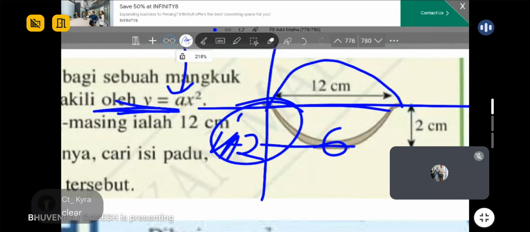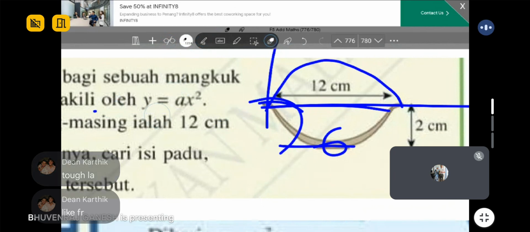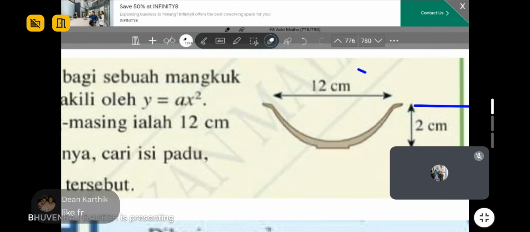Clear, huh? Okay, very good. Okay, let me check and see. I think got one more only, if not mistaken. Tough lah. Which part tough?